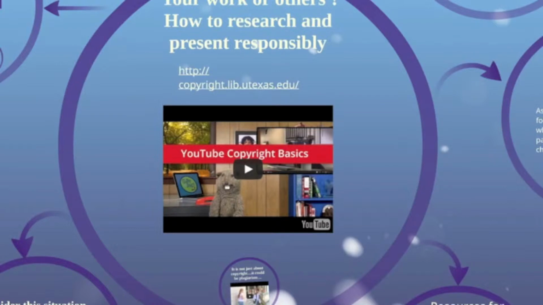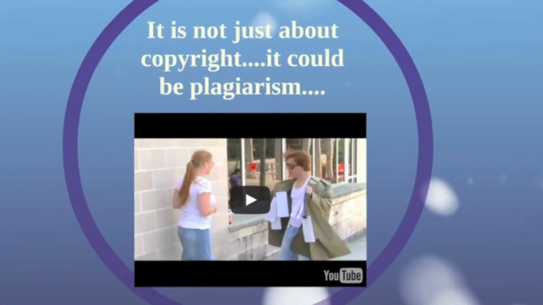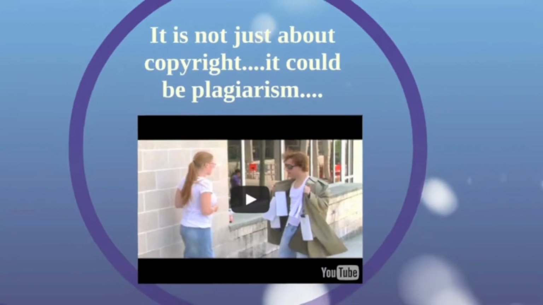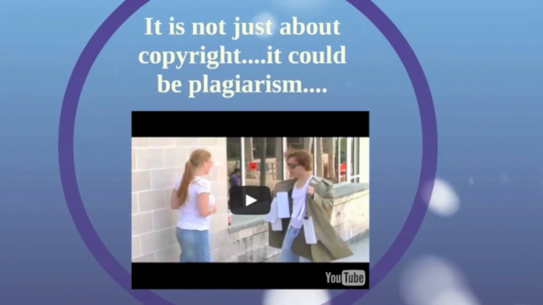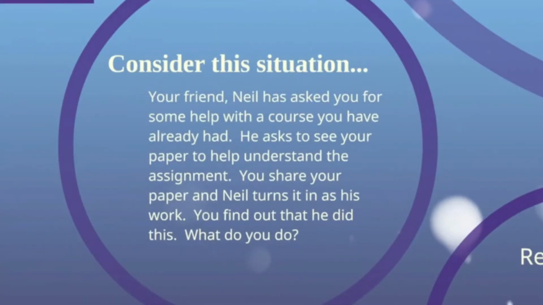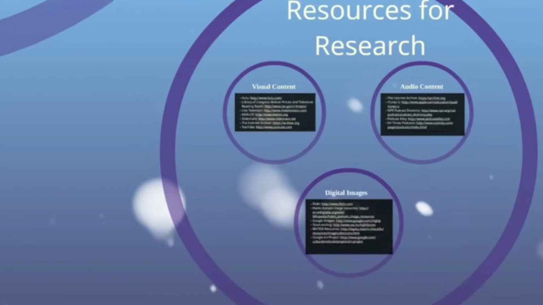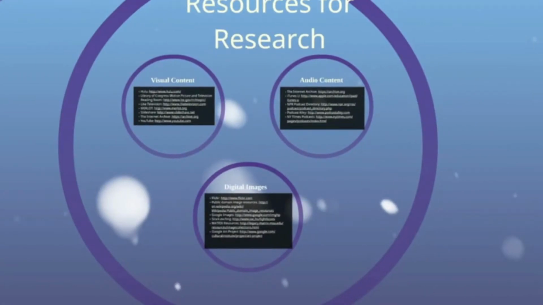So we have three distinct areas here that we'd like you to look at. The link at the UT Austin site, the YouTube video on YouTube copyright, and then as well a video on plagiarism, because that also falls under the same category. After you've reviewed that, we'd ask you to consider a specific situation, whether or not something falls under the category of plagiarism.